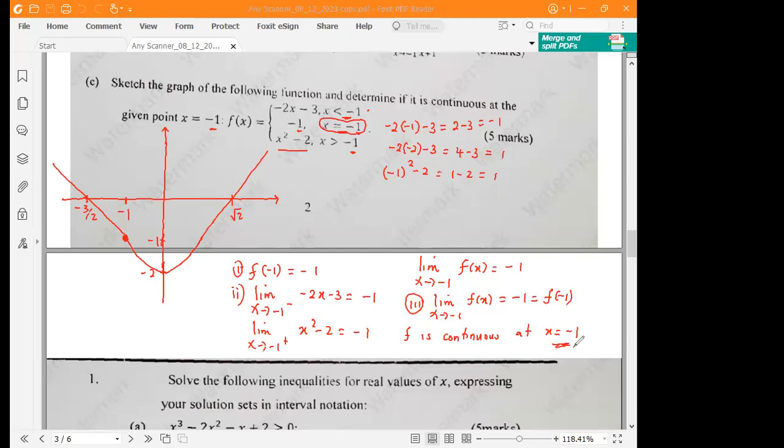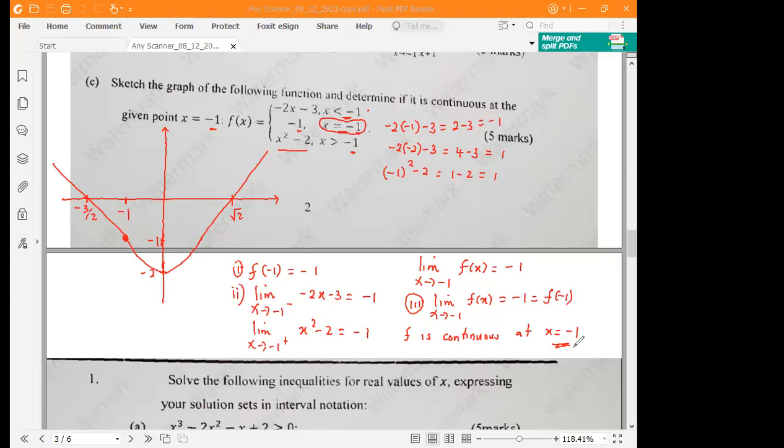Sir, can you explain the expression x squared minus 2 when sketching, which is making a curve? Can you explain how it's forming the quadratic?